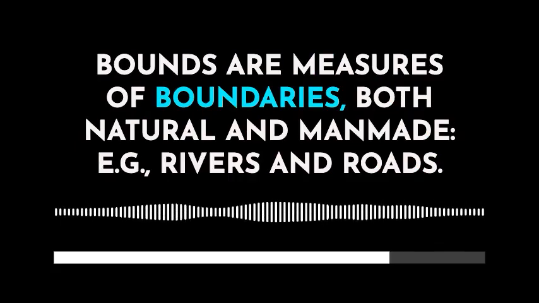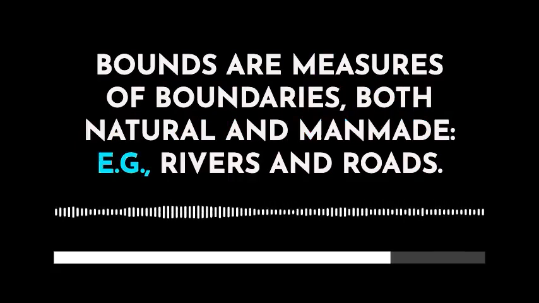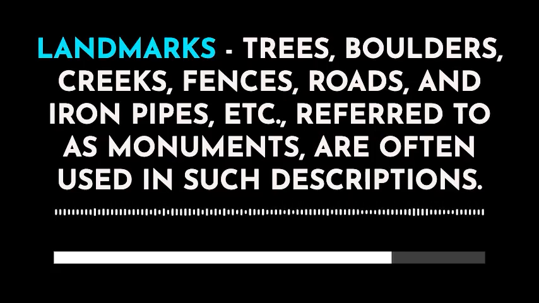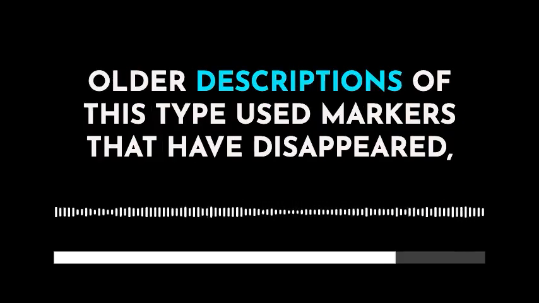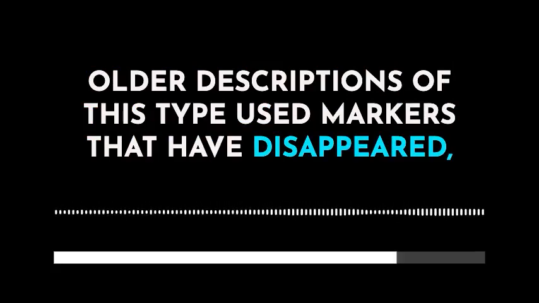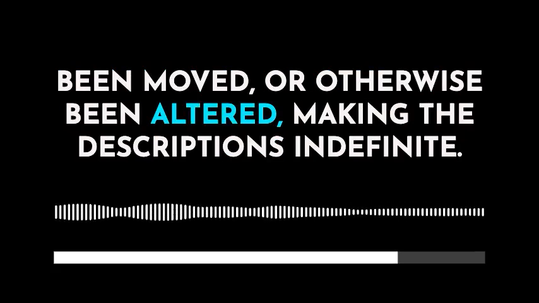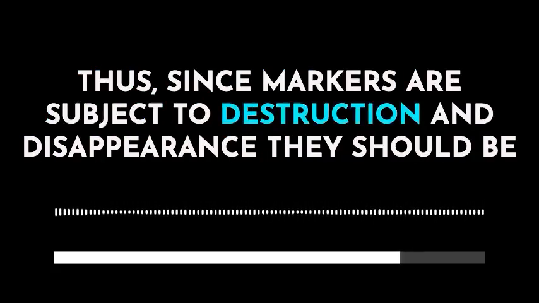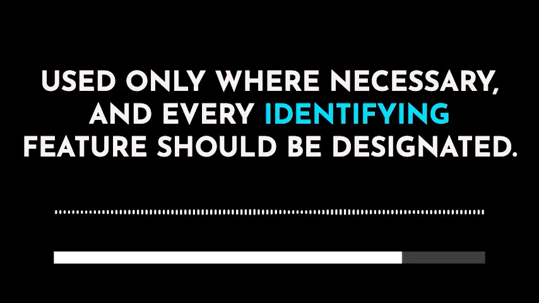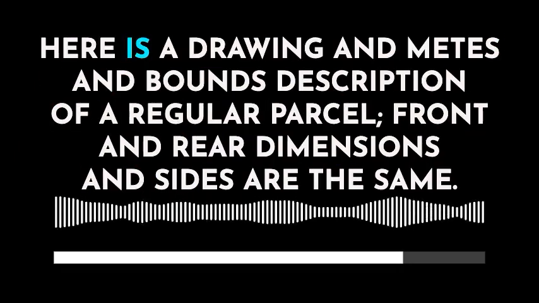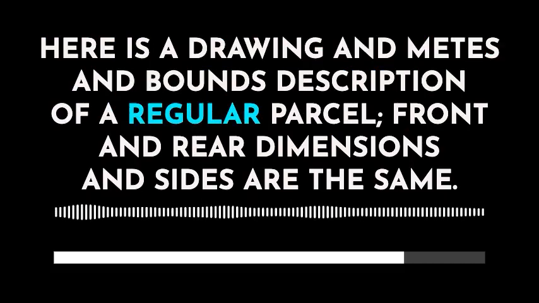Bounds are measures of boundaries, both natural and man-made, e.g., rivers and roads, landmarks, trees, boulders, creeks, fences, roads, and iron pipes, etc., referred to as monuments, are often used in such descriptions. Older descriptions of this type used markers that have disappeared, been moved, or otherwise been altered, making the descriptions indefinite. Thus, since markers are subject to destruction and disappearance, they should be used only where necessary, and every identifying feature should be designated. Here is a drawing and metes and bounds description of a regular parcel.